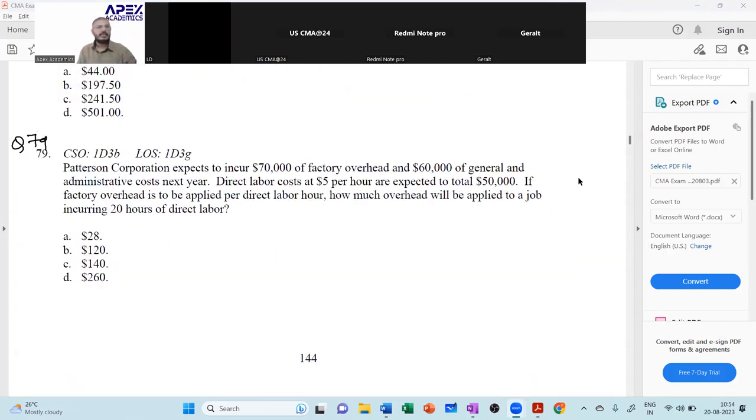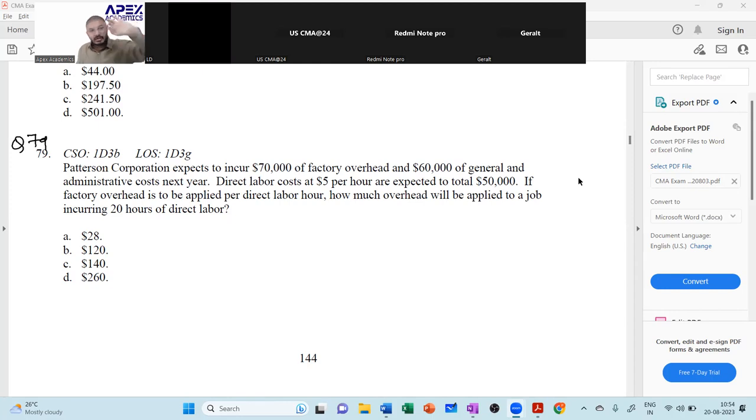Patterson Corporation expects to incur $70,000 of factory overheads and $60,000 of general administrative costs in the next year. This is the total expected that they are going to incur in the next year of factory overheads and general administrative costs. The direct labor costs at the rate of $5 per hour are expected to be a total of $50,000. If the factory overhead is applied per direct labor hour, how much overhead will be applied to a job that incurs 20 hours of direct labor?